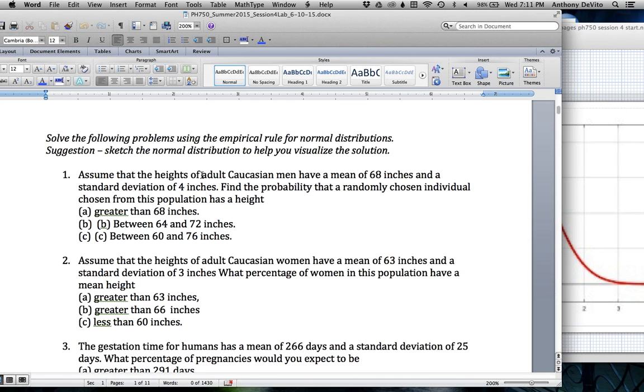Assume that the heights of adult Caucasian men have a mean of 68 inches and a standard deviation of 4 inches. And assume that these are normal distributions. Find the probability that a randomly chosen individual from this population has a height greater than 68, between 64 and 72, between 60 and 76.